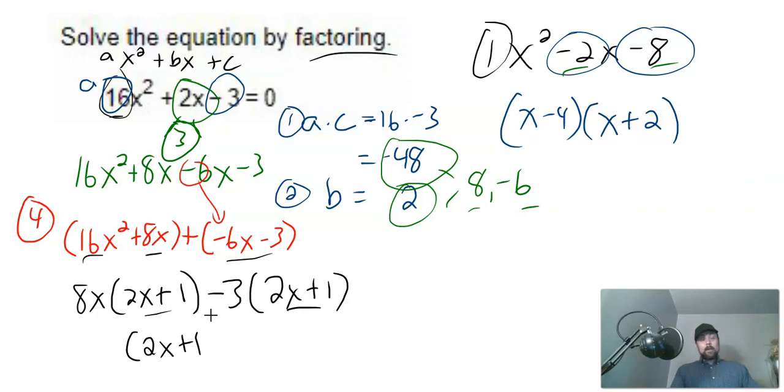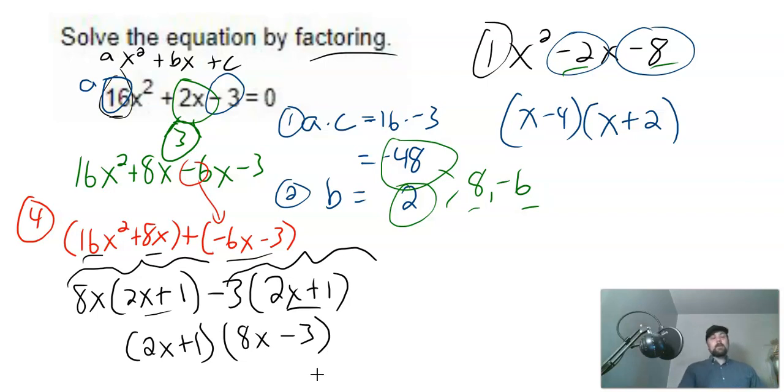So really what's happening here is you have two groups, which are really two terms, that have a common factor. The 2x plus 1 is a common factor in both terms, so you're factoring out the 2x plus 1 as a common factor now. So I put that out first. And then what's left over when you take that common factor away, you have an 8x left over from the first group, a minus 3 left over from the second group. Right, so that's how the AC method works.